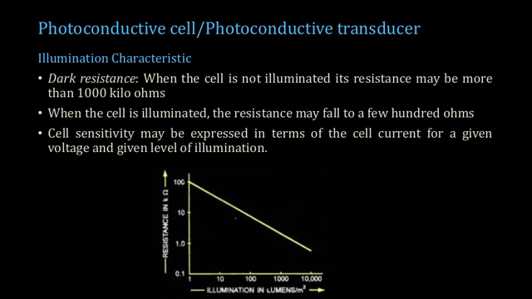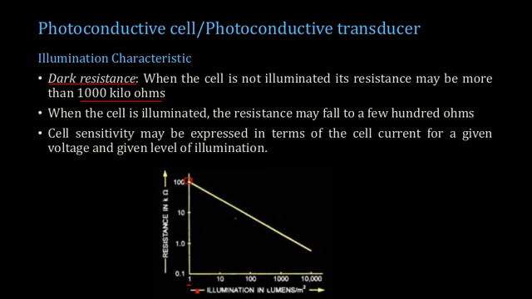Now what are the characteristics? We'll look at it. You can see that the resistance is the dependent quantity. We are trying to understand how the resistance varies with respect to illumination or luminous intensity. We define a resistance known as dark resistance. This is the resistance of the LDR or the sensor when it is not illuminated. When it is not illuminated, the resistance is very high, in the range of 1000 kilo ohms. Once the cell is illuminated, the resistance falls to a few hundred ohms.